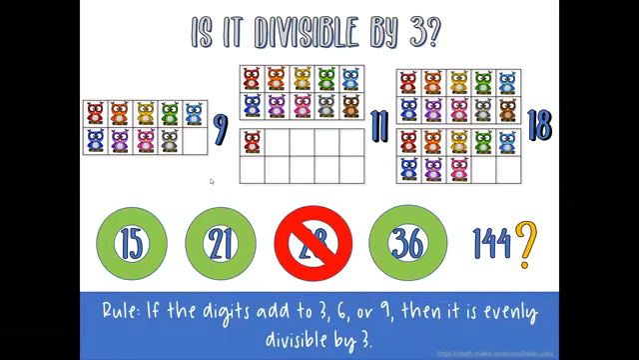You can put this one in your notes. If the digits, those are the numbers inside the numbers here, add to be 3, 6, or 9, then it is evenly divisible by 3.